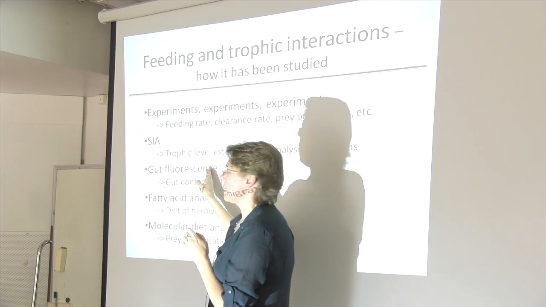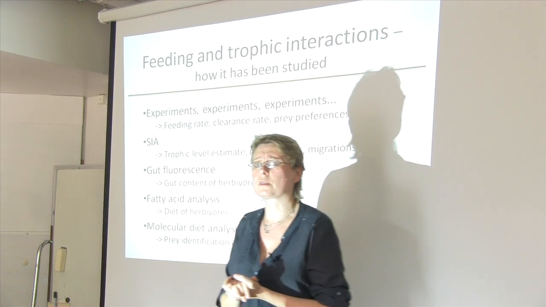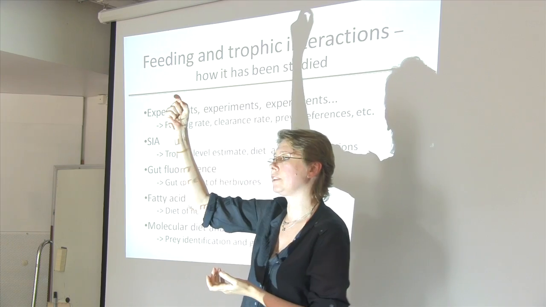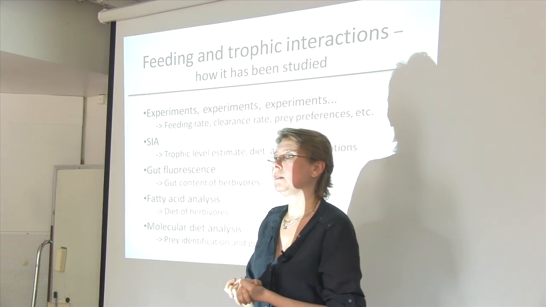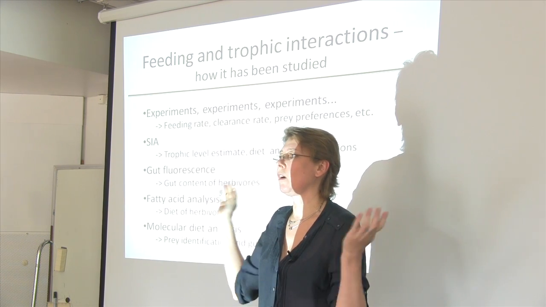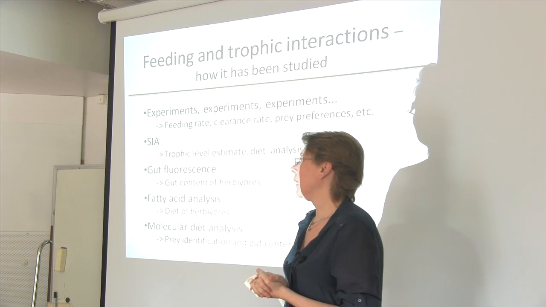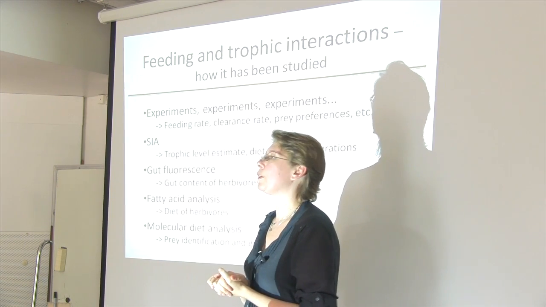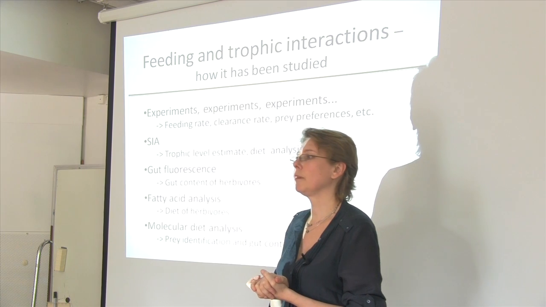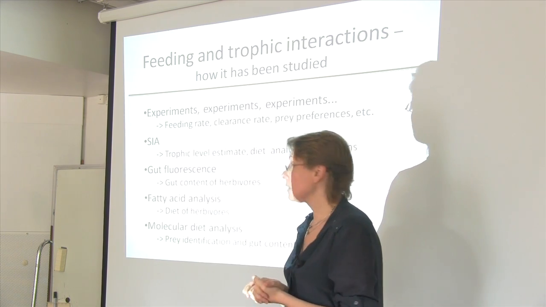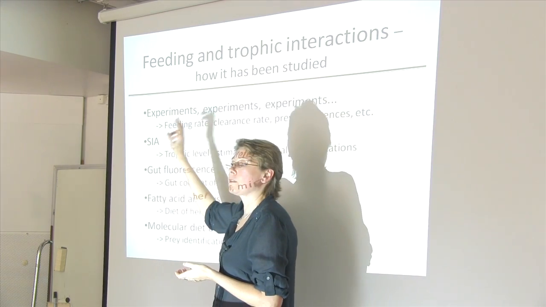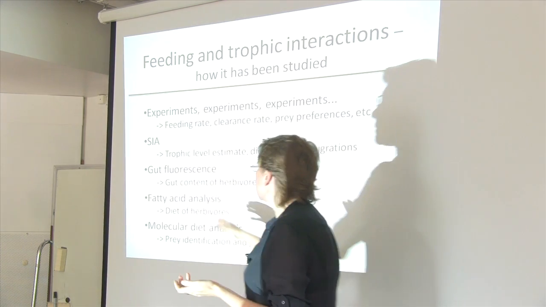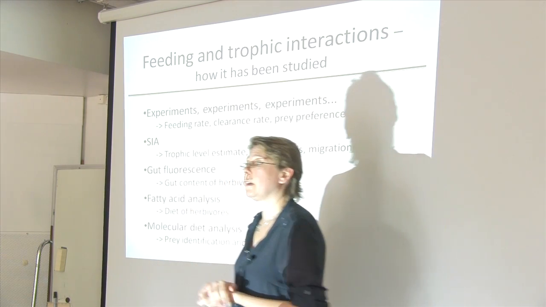Next is gut fluorescence. Nowadays, almost nobody uses it. Before, it was quite a popular method to pick a plankter, put it in a fluorometer and measure how much chlorophyll is there. It allows estimating herbivory, poor in terms of the corrections for chlorophyll digestion, but still good because it's for in situ conditions. Fatty acid analysis, amino acid analysis also here.